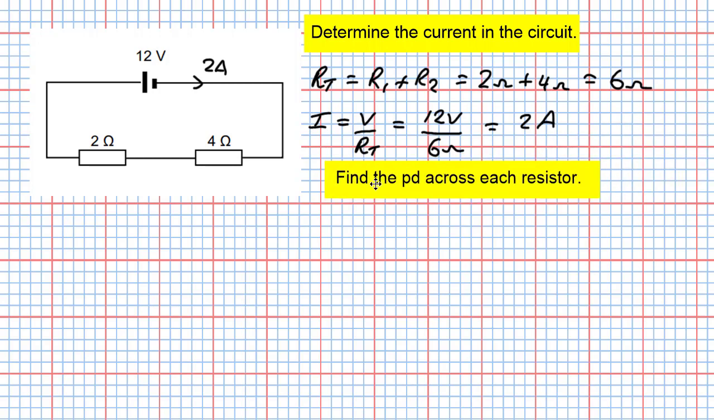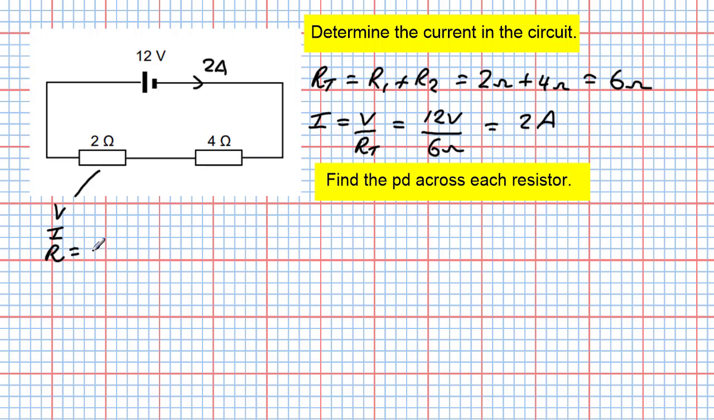Obviously the next one is to find the potential difference across each resistor. Now it's always a good habit to go to the resistors in question and underneath them make up a little chart of all the variables that you'll be dealing with. In this case for any resistor: V, I and R. So the resistance of this resistor is 2 ohms. We know the current passing through it is 2 amps. Therefore the voltage across it, or the potential difference across it, is 4 volts.